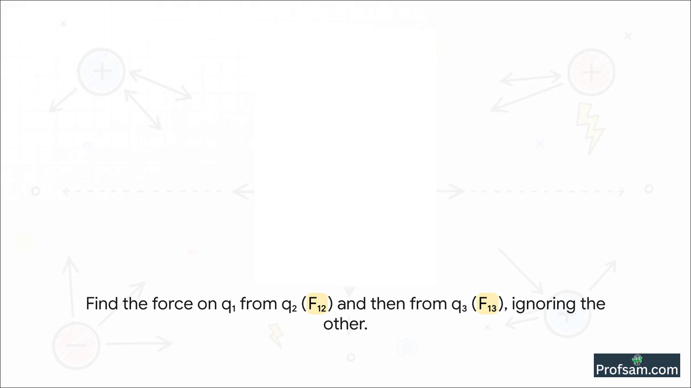Look at this picture. Let's say we want the total force on Q1. For step one, just pretend that Q3 isn't even there. Poof, it's gone. Now it's just a simple problem with Q1 and Q2. We use Coulomb's law to find the force, F12, and we draw the vector. Done. Now for step two, we bring Q3 back, and we pretend Q2 has vanished. Now we find the force between Q1 and Q3, which is F13, and draw its vector. See? One pair at a time.